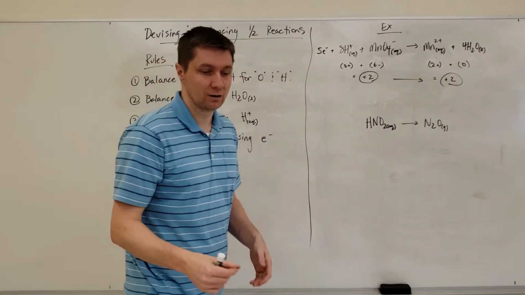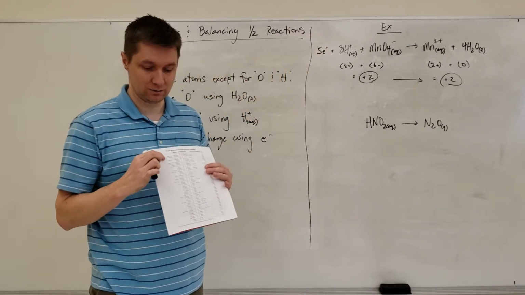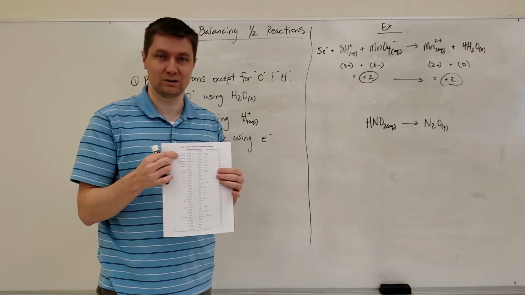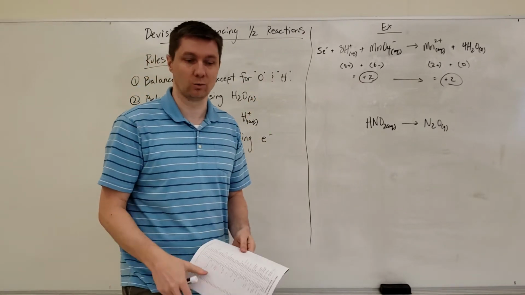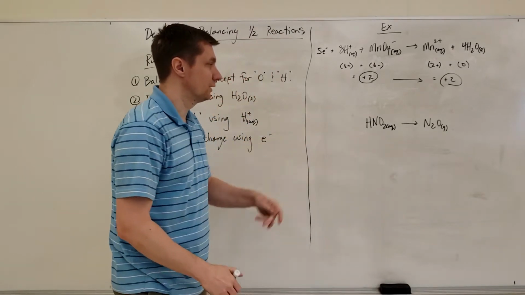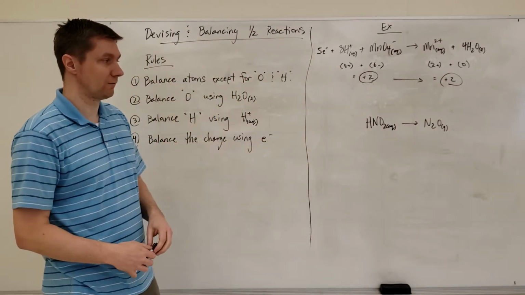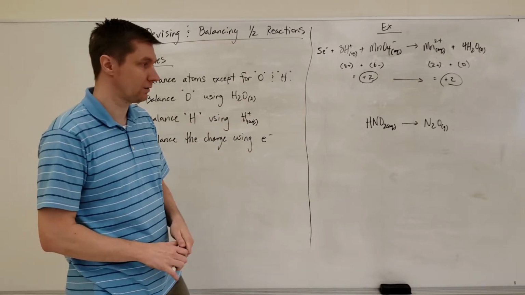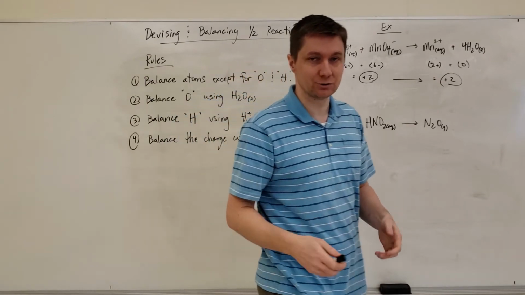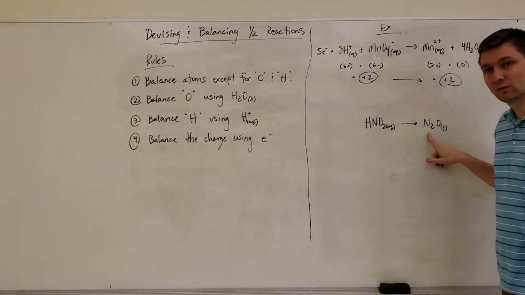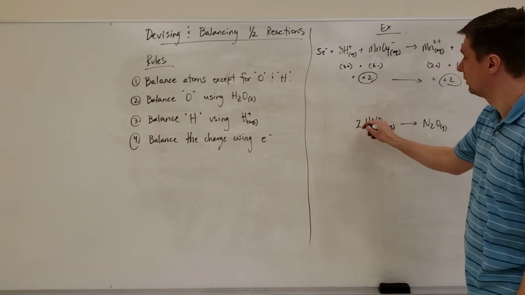If you take a look, that reaction is in fact in your data booklet, the third one from the top, and you can see that it matches perfectly with what we have on the board. The next one here, again following the rules, balancing the atoms except for oxygen and hydrogen to begin with. In this reaction, I am going to balance the nitrogens first. I have 2 over here, and I need 2 over here, so I'm going to put a 2 on that side.